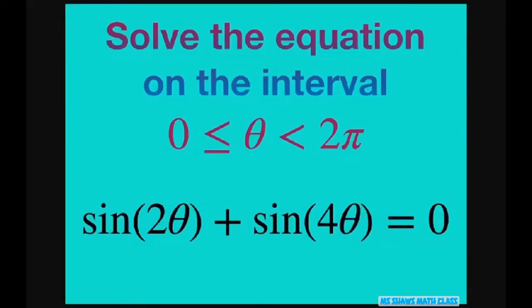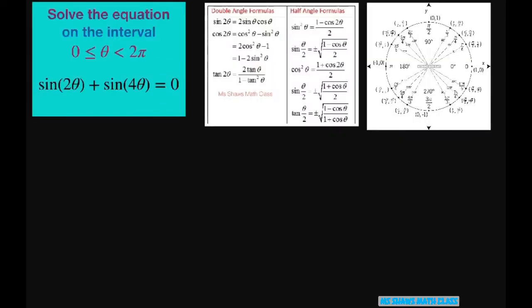Hi everyone, we're going to solve the equation on the interval 0 to 2 pi, sine of 2 theta plus sine of 4 theta equals 0. The first thing I want to do is look at this as sine of 2 alpha, and that would mean my alpha equals 2 theta, because if I multiply 2 times 2 theta I get 4 theta.